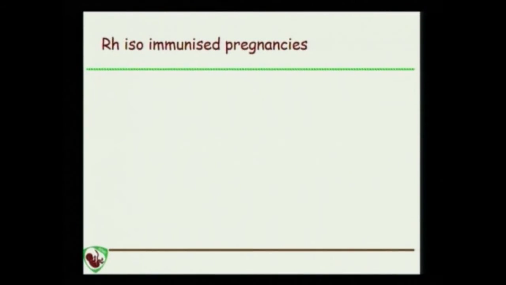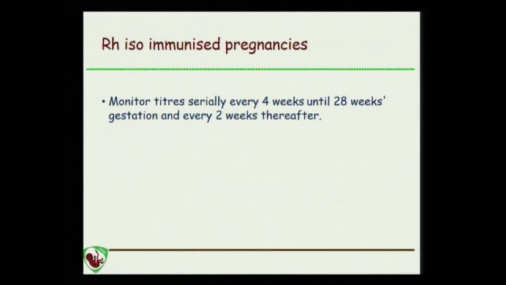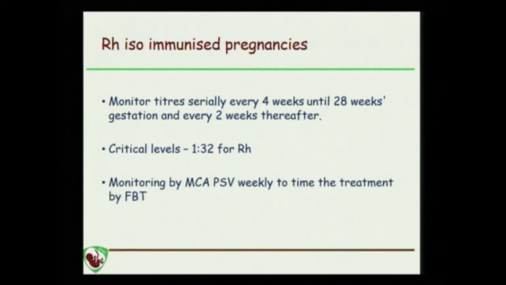And if you have found an RH isoimmunized pregnancy, you've done an indirect Coombs test and it's positive, what do you do? You've got to know the titers of the antibody, and monitor them serially every 4 weeks till 28 weeks and every 2 weeks thereafter. The critical level is 1 in 32 in most laboratories, because until then the risk of developing anemia or hydrops is low.